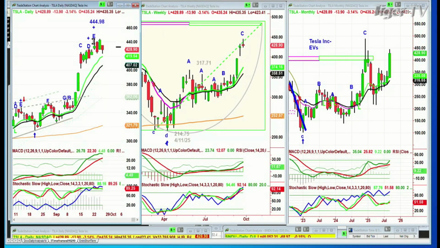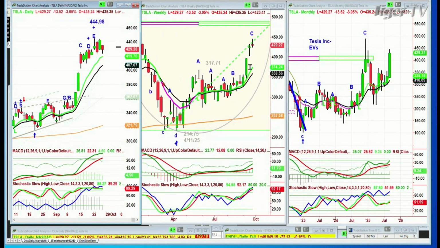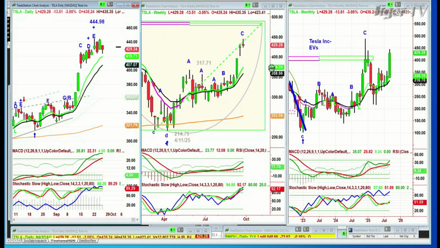Just a question about Tesla. Tesla made a high of 444.98 four sessions ago. It's just gone sideways right now. It's down 13 at 429.11, and it's a leg C in the weekly chart. And you remember my analysis says that it should go to a leg D sometime, if this continues with the Chapman Wave inside wedge dash green target resistance line.